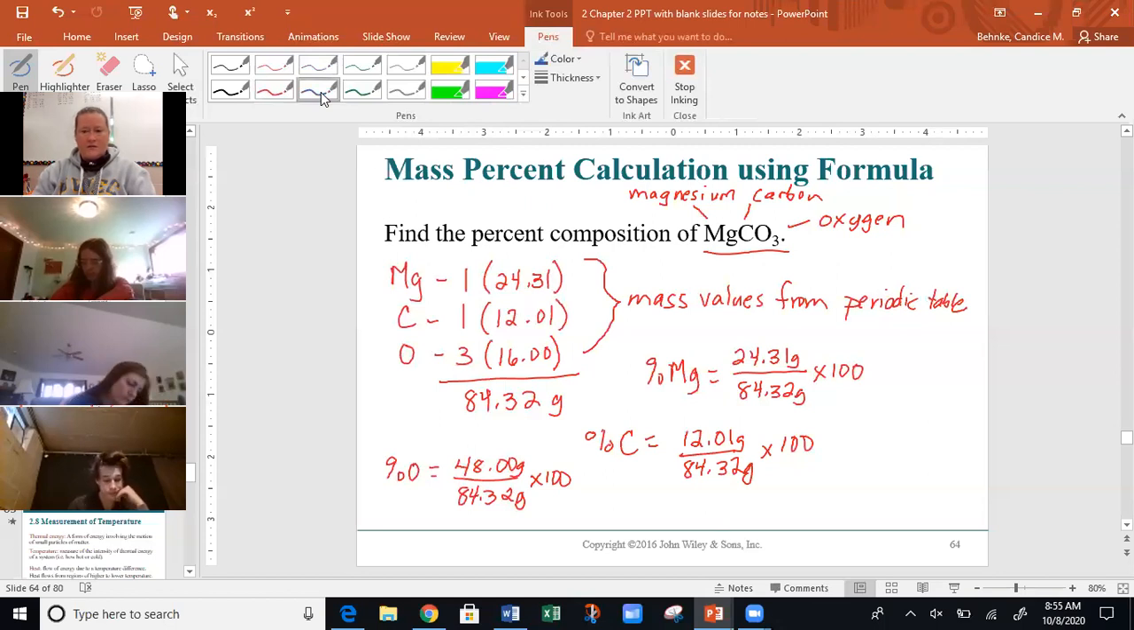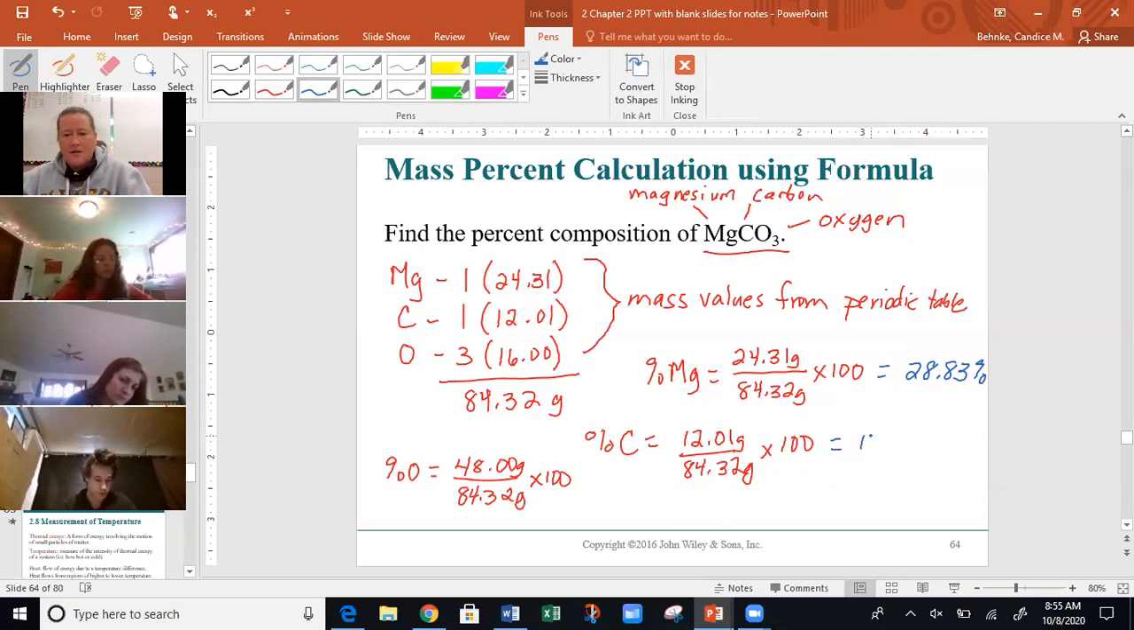24.31 divided by 84.32 times 100. Just do these questions quick. I get 28.83%. 12.01 divided by 84.32 times 100. I'm probably making mistakes. That is common. I punched the wrong things in the calculator. If these end up adding up to 100 when I'm done, I know that I didn't make any mistakes.